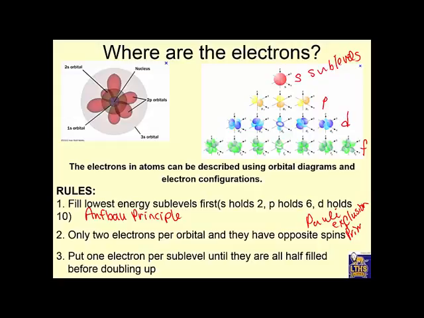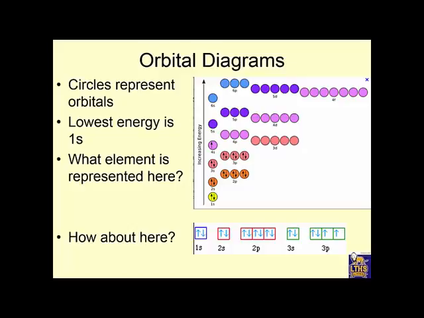And then finally, if there is a whole sublevel that can be filled, one electron can go into each sublevel orbital before two electrons can go in. So this is Hund's rule, meaning if electrons have the chance to spread out, they will, before they double up and fit two in an orbital. So let's represent how electrons fill energy levels and orbitals with orbital diagrams.